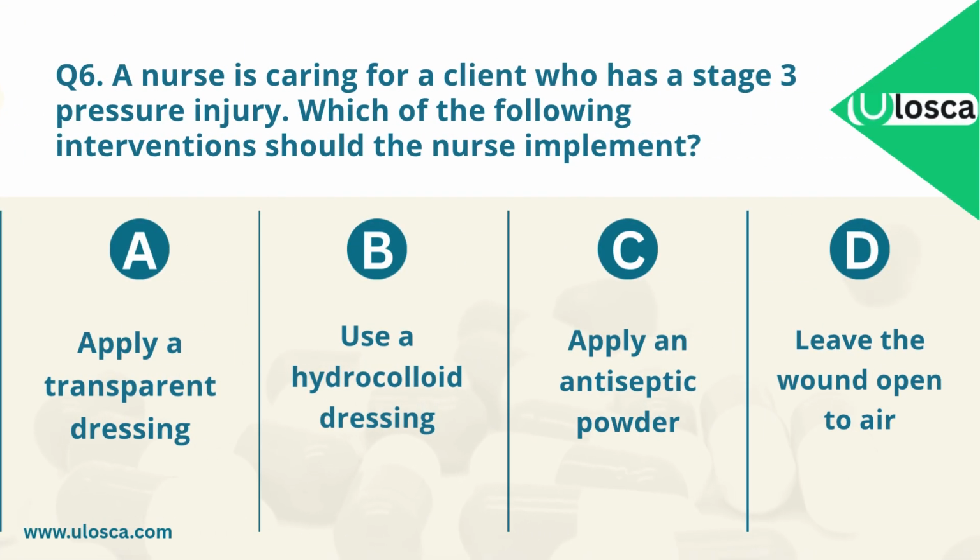Question 6. A nurse is caring for a client who has a stage 3 pressure injury. Which of the following interventions should the nurse implement? A. Apply a transparent dressing. B. Use a hydrocolloid dressing. C. Apply an antiseptic powder. D. Leave the wound open to air.